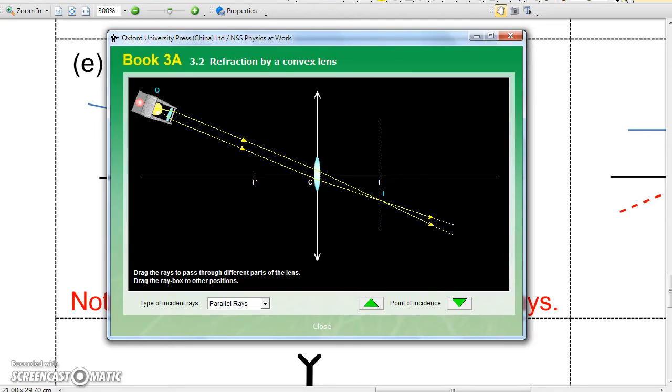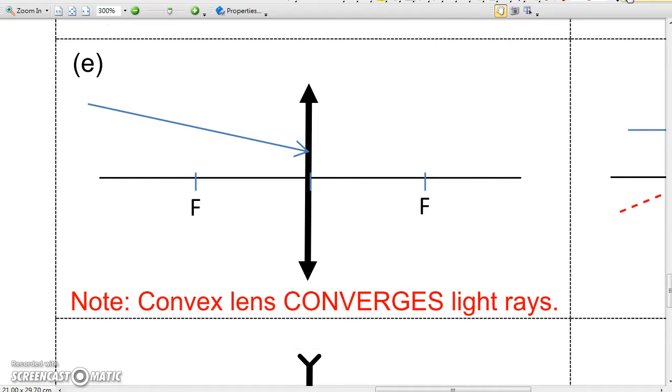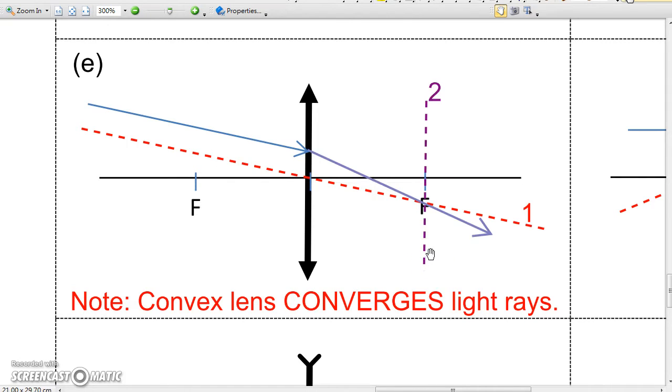And so in this way, I draw the ray diagram for part E. First, I draw a line parallel to the light ray, and then they should converge to the point, passing through the focus in this way. And so I know that the light ray may go this way. So follow the numbers 1, 2, 3 to copy the diagram.